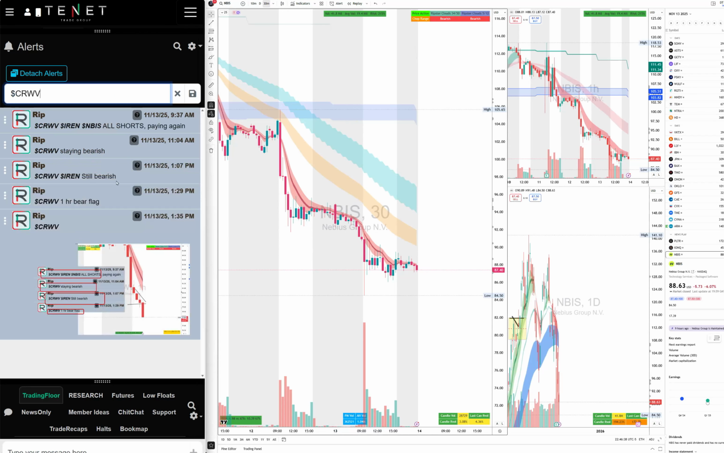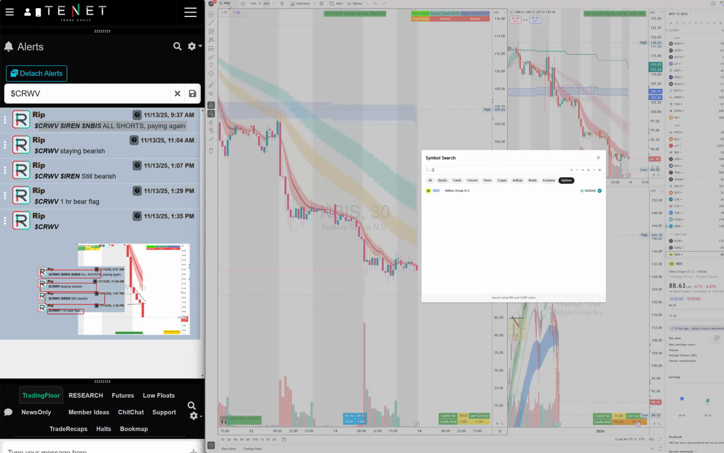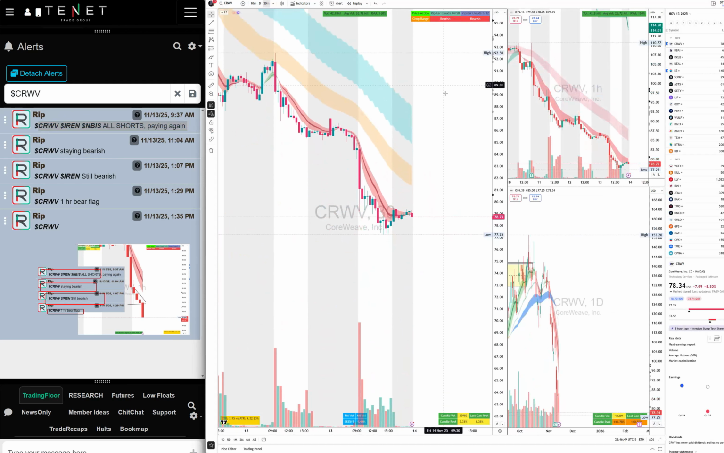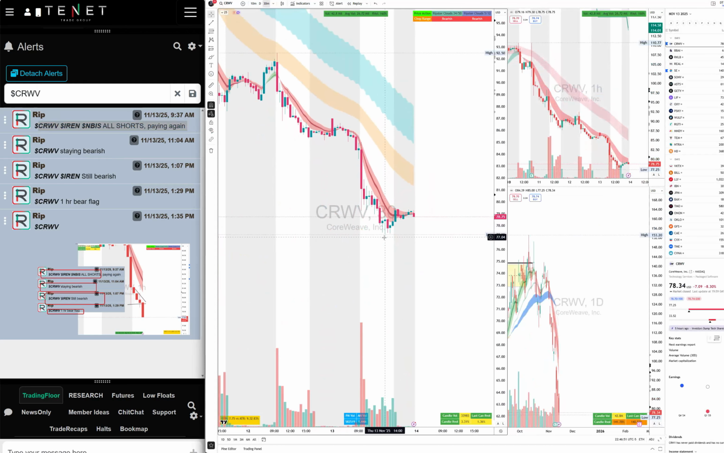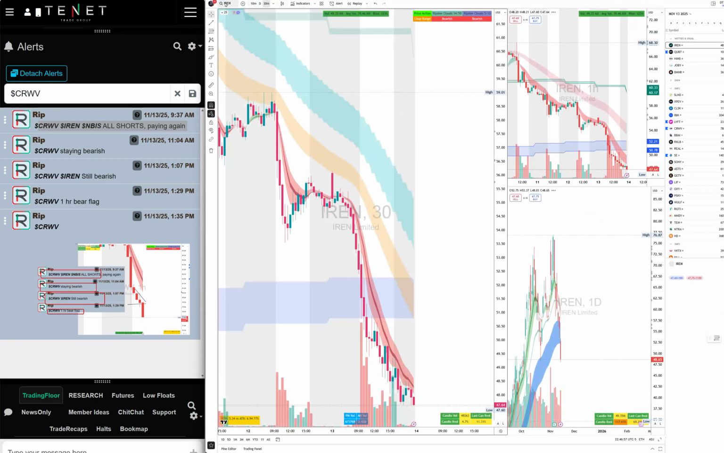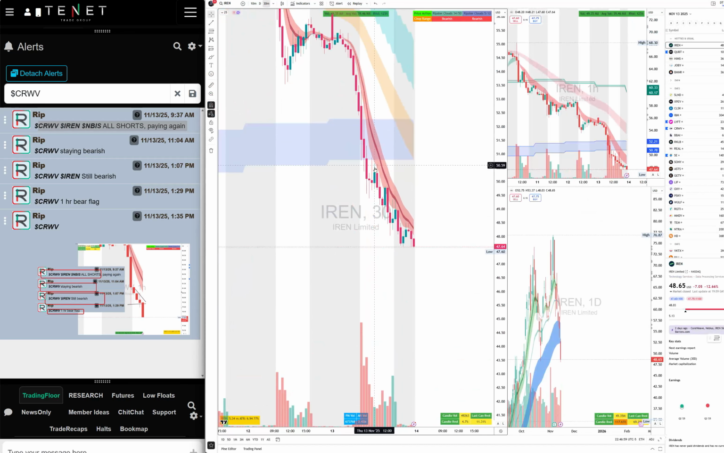CoreWeave was a much cleaner short. I gave all these shorts in the morning at the open. NBIS kind of chopped us off, but the ones which were working flawlessly, look at CoreWeave. CoreWeave short faded from 84s all the way to 78s. IRN, which was still bearish, also faded all the way from the 50 psychological level to 48. You see those setups, you see the whole neocloud sector is weak.